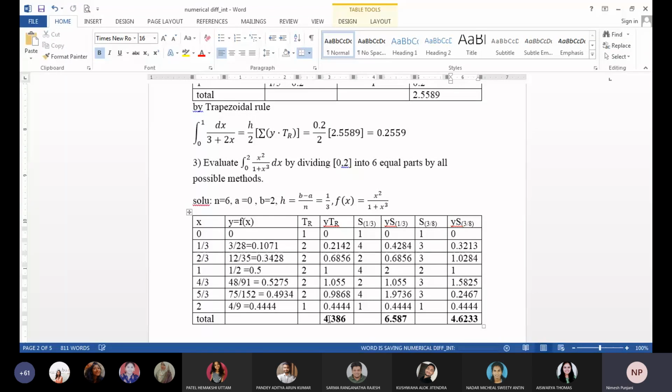This is what I am getting. You solve it and check whether you are getting the same thing or different values.